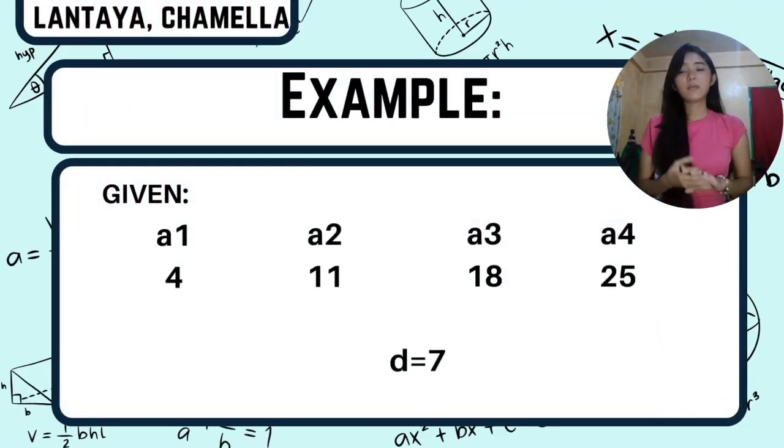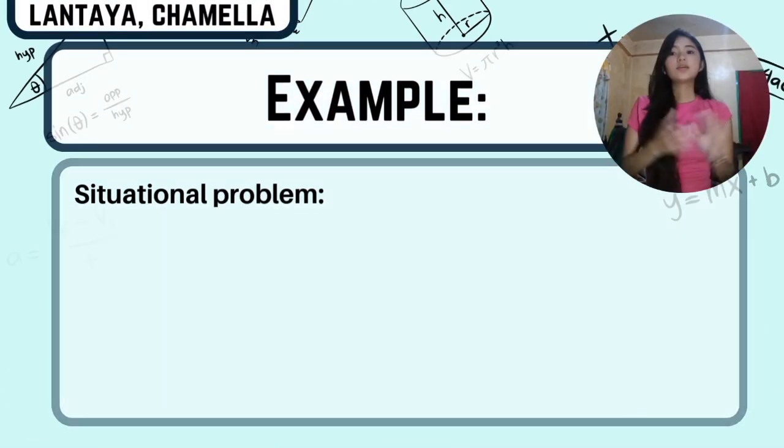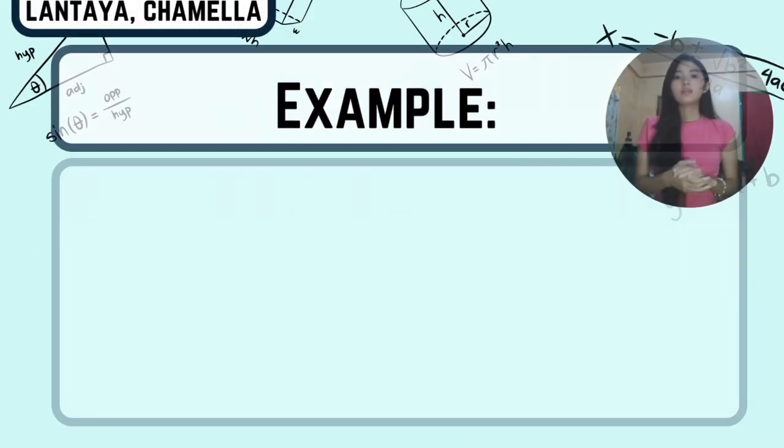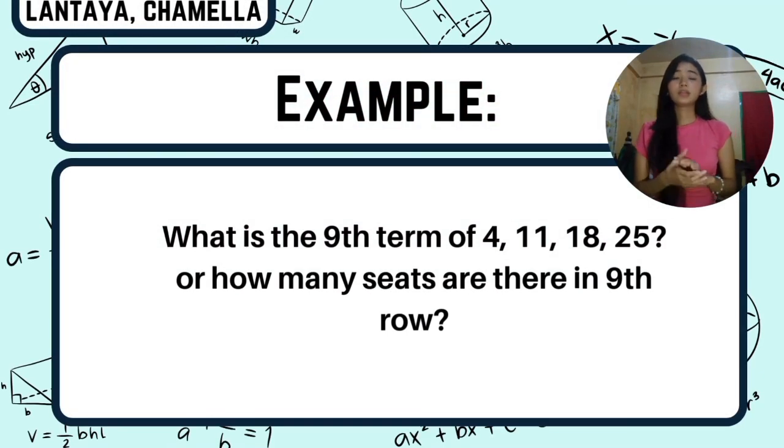So here are our given numbers, which we will use to create a situational problem and solve using the arithmetic formula. Here's the situational problem that we have created using those numbers. An auditorium has 4 seats in the first row, 11 seats in the second row, 18 seats in the third row, 25 seats in the fourth row, and so on, and has 9 rows of seats.